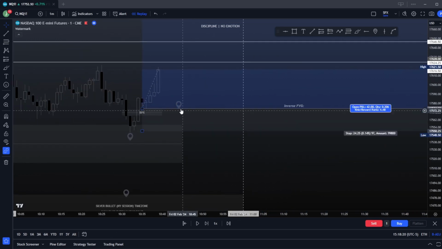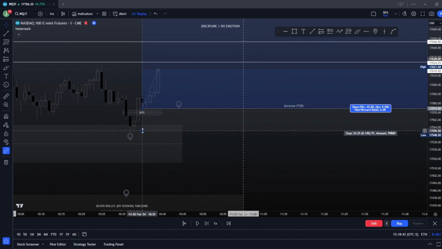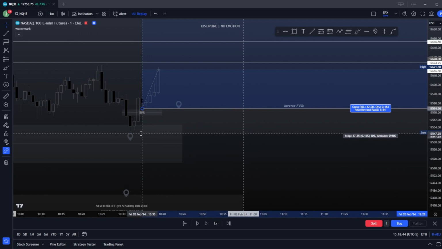We look at here. So we now have our entry. We created a lower time frame BPR off of the reaction, tapping into the silver bullet 15-minute fair value gap. Where do we place our stop? Typically you're going to place it, like I said, under the swing low. It's a long ways away. We don't want to accidentally set it too tight. Like I said, setting it under here is very, very risky.